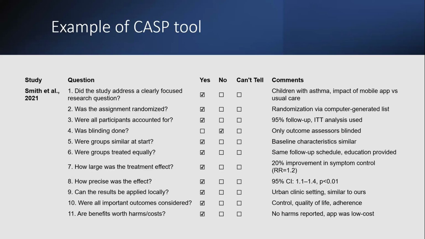Then, were all important outcomes considered? They have mentioned they mainly checked for the control of asthma, then quality of life and adherence for the treatment. So, are benefits worth harms or costs? No harms were reported, and the app was mentioned as low cost. So these many.